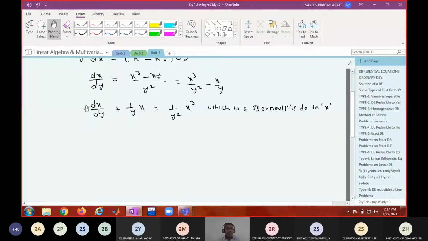So what should I know? What is independent variable? Independent variable is y. Dependent variable is x. So we don't want to see the dependent variable on right hand side. We want to see purely function of y on the right hand side, independent variable. So what is the next step we have to do? Divide both sides with x cube or multiply both sides with 1 by x cube. Then what do you get? 1 by x cube into dx by dy plus 1 by y into 1 by x square equal to 1 by y square.